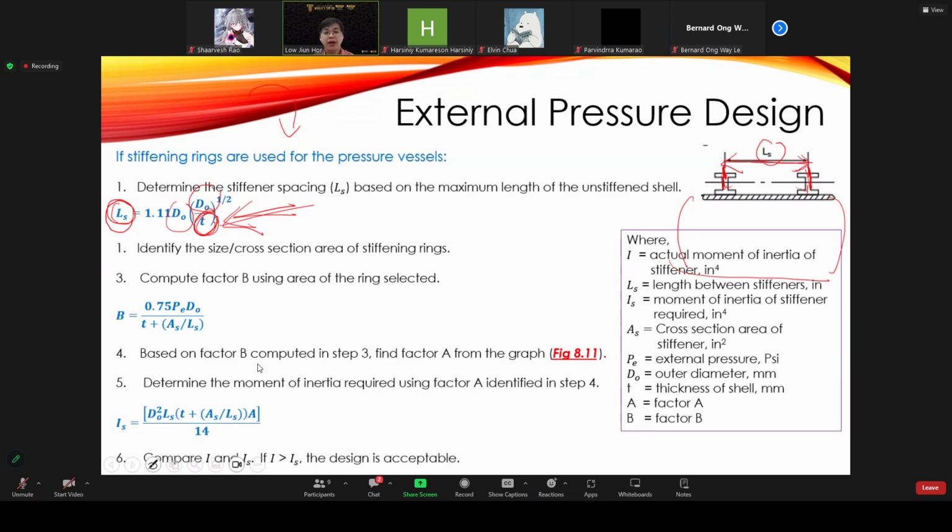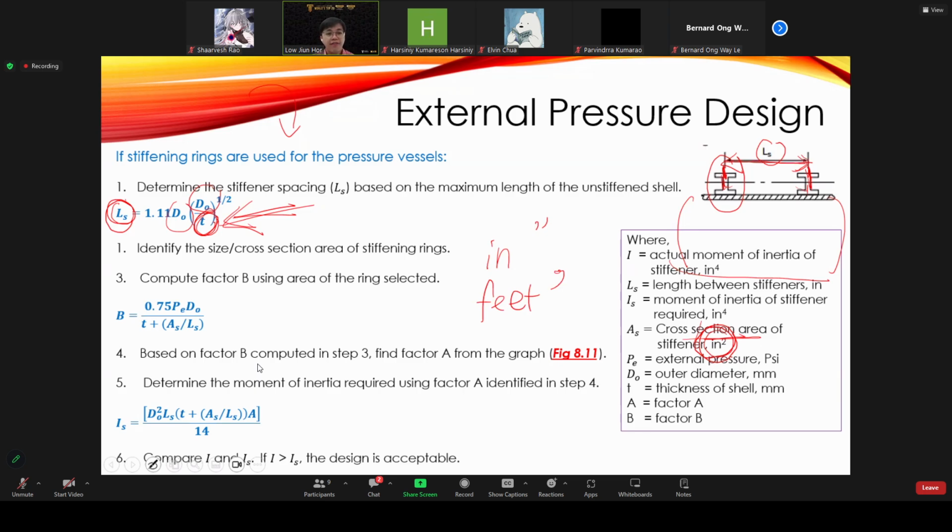Okay, and you also need to know the cross section area of the ring here. The unit is inch square, inch to the power of 2. Inch is normally represented by a double prime, and feet by a single prime.